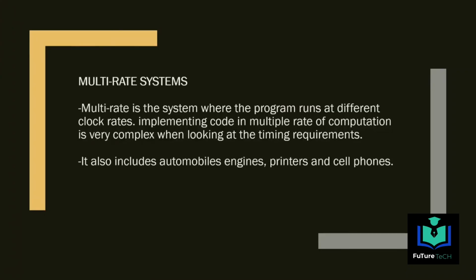The next heading is about multi-rate systems. Multi-rate is a system where the program runs at different clock rates. It won't follow the same clock rate; it will run at different speeds and different clock rates. Multi-rate systems have many applications, which include automobile engines, printers, and also cell phones.